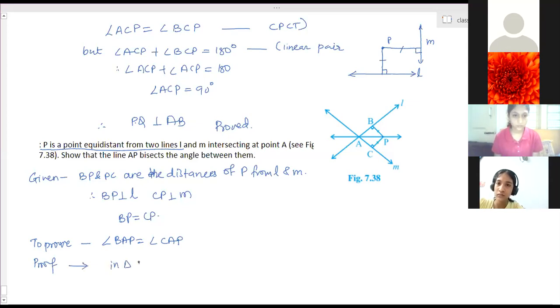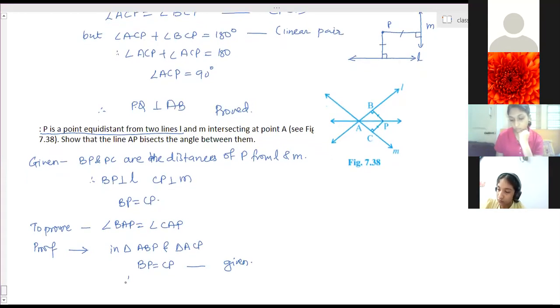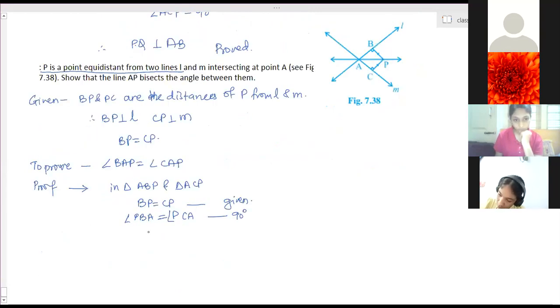Proof: in triangle ABP and triangle ACP, BP is equal to CP, given. Angle PBA is equal to angle PCA, that is 90 degrees, and another one is AP is equal to PA, common. So how to prove congruency? Then congruency will be the reason.